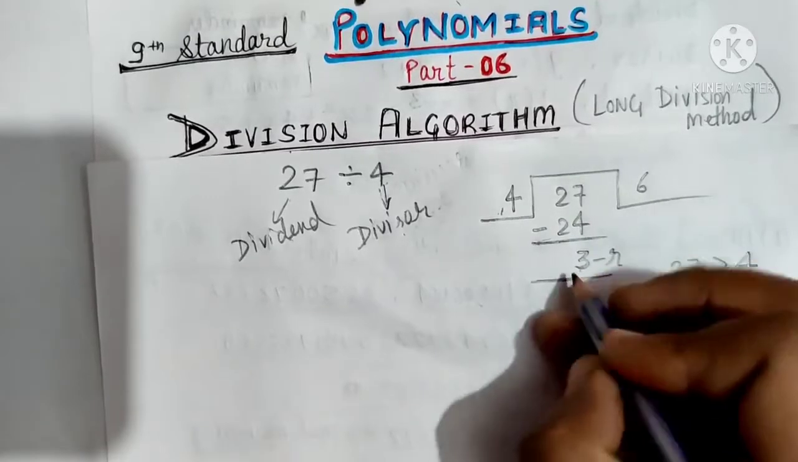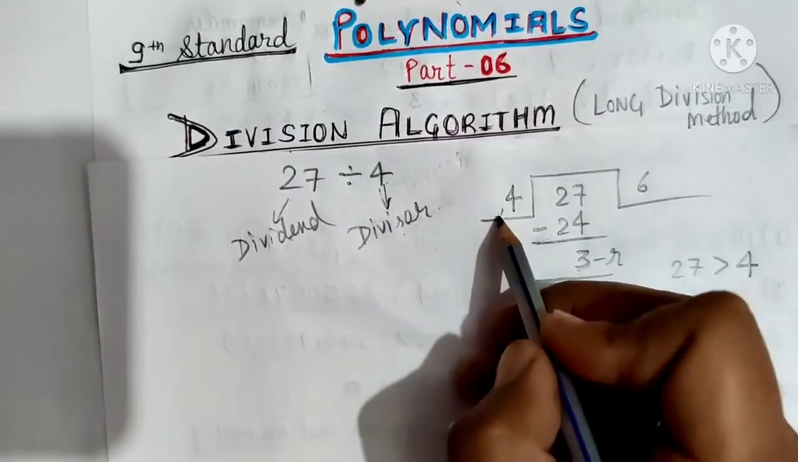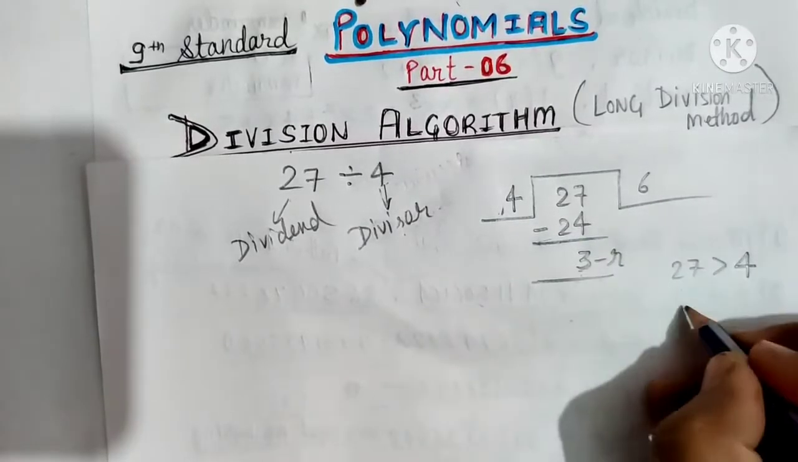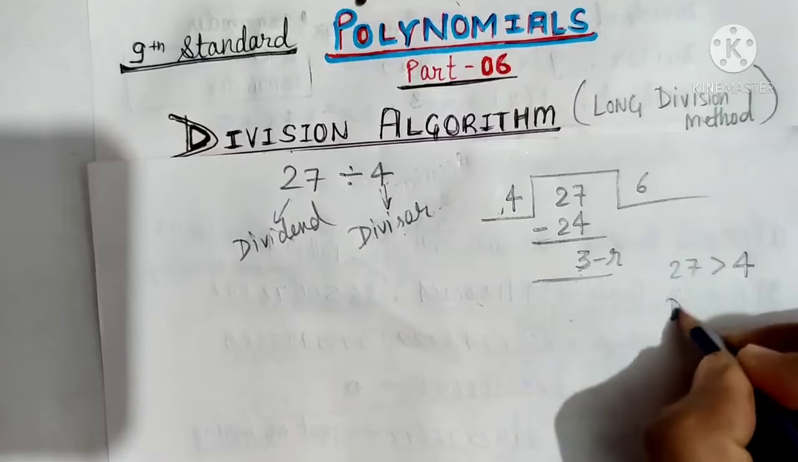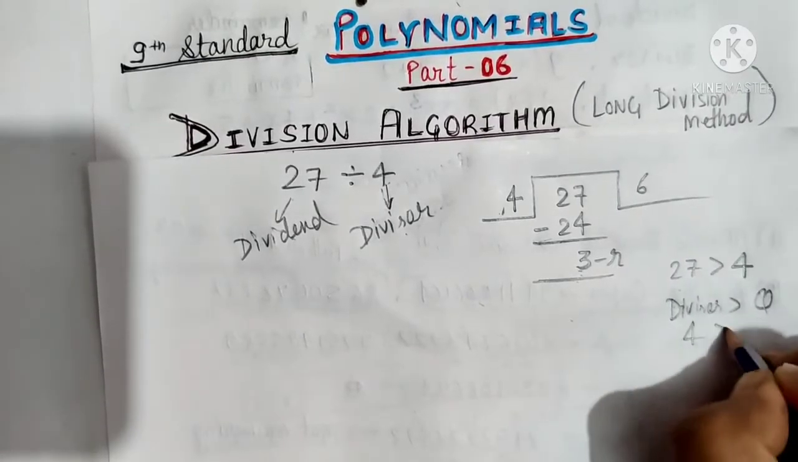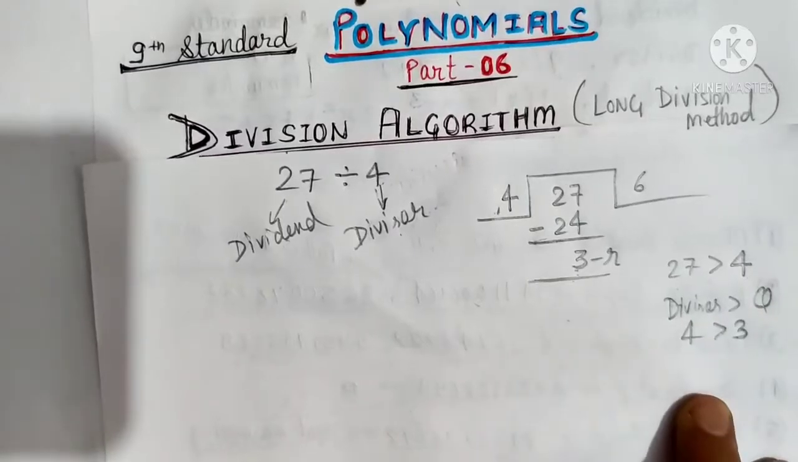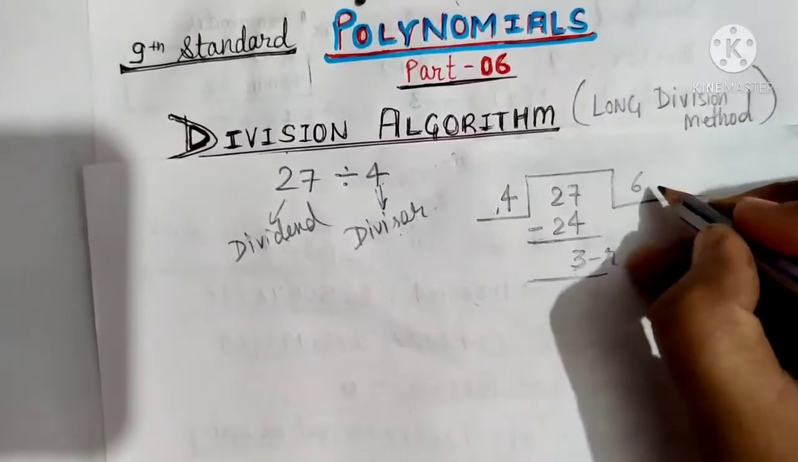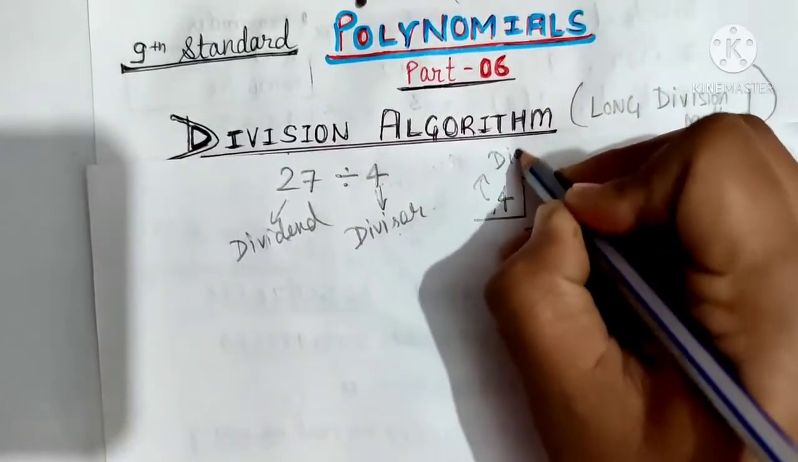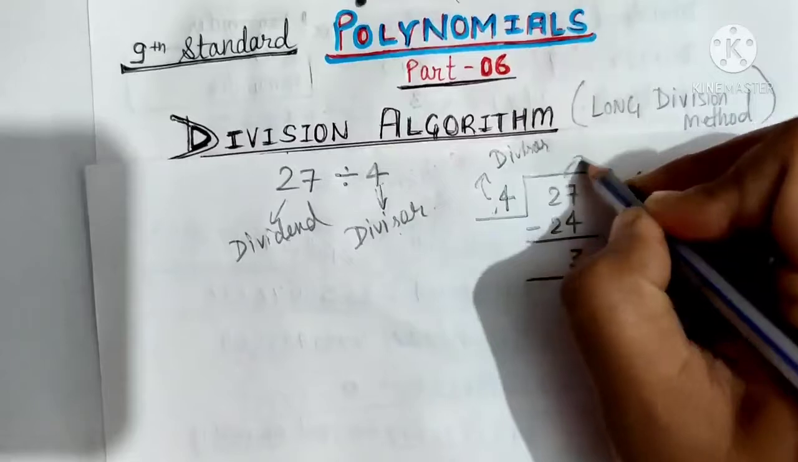Why is this 3 the remainder? Because this 3 is smaller than the divisor, since 4 1s are 4, and this 4 is bigger than 3. So our divisor is bigger than this 3, and that's why we have to stop here. This is the remainder, this is the quotient, this is the divisor, and this is the dividend.